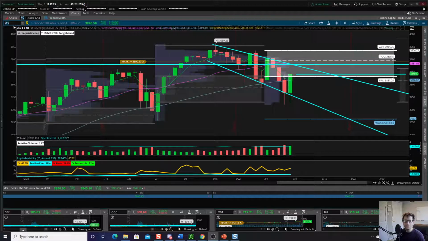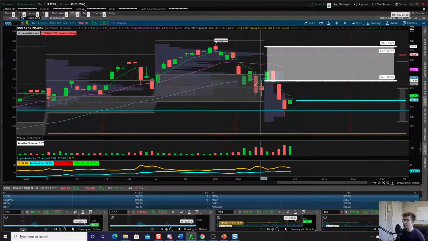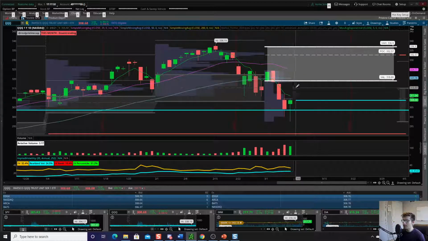Let's take a look at the Qs. Qs, you can see, are certainly not in a bullish trend. They got a nice little bounce here, but we are still below this monthly value area and we're below all of those key moving averages.